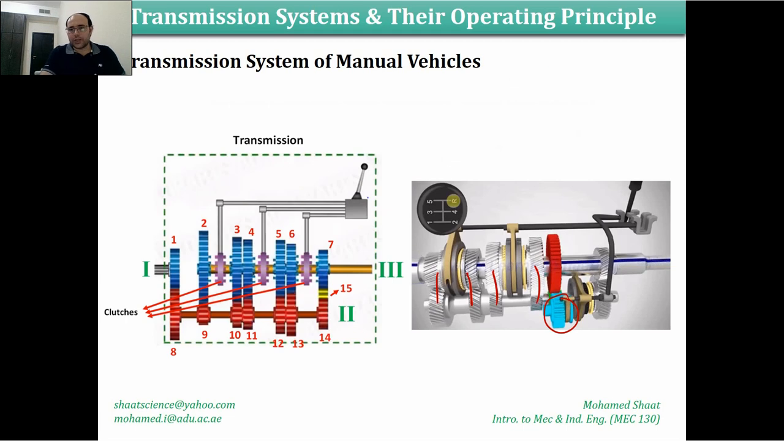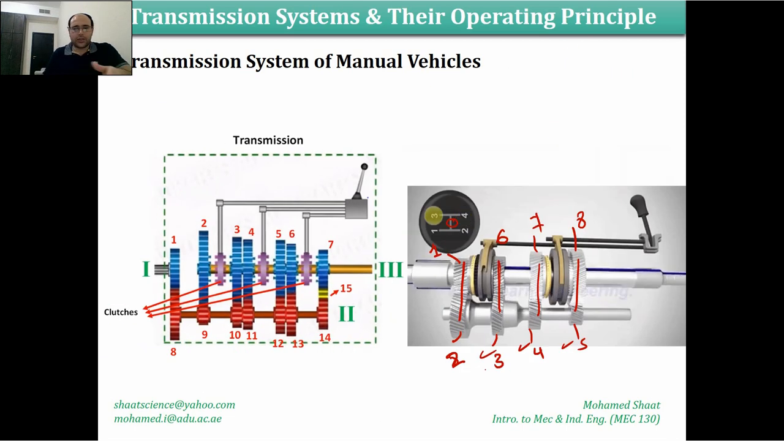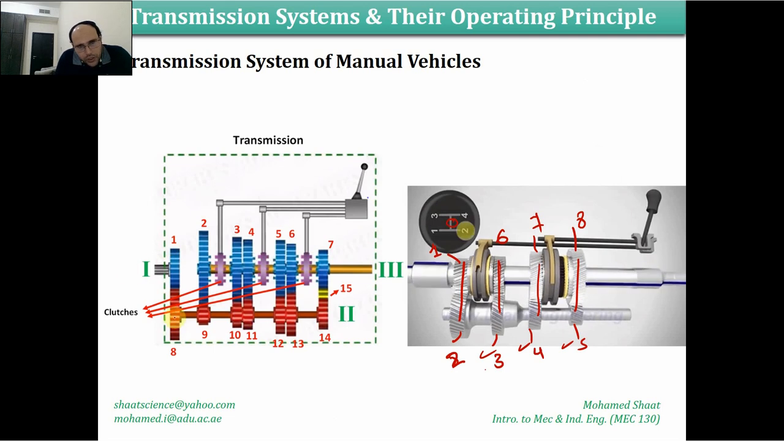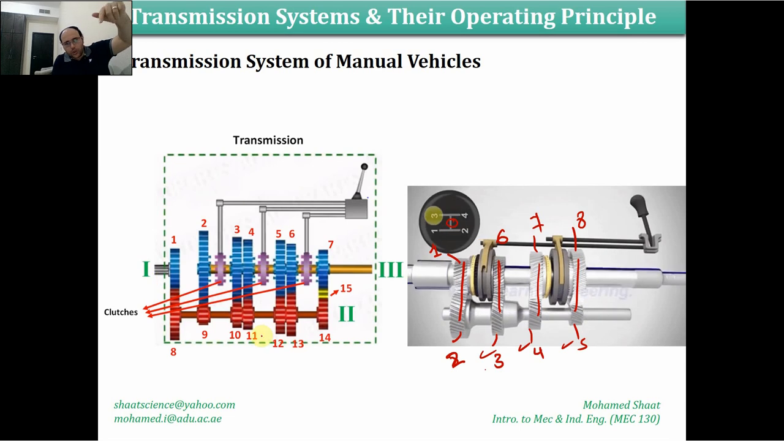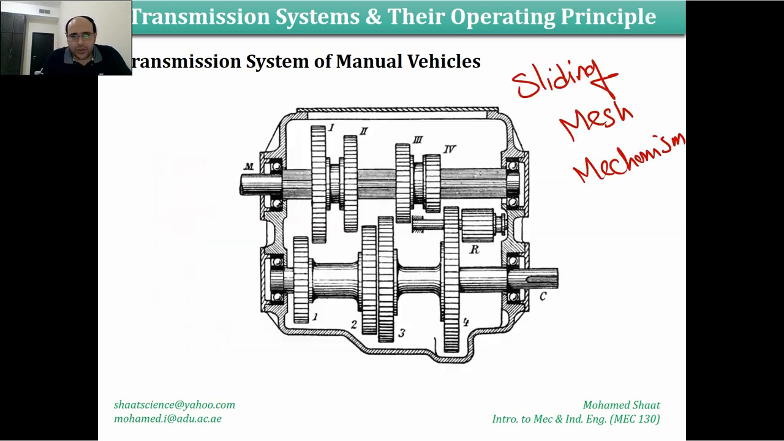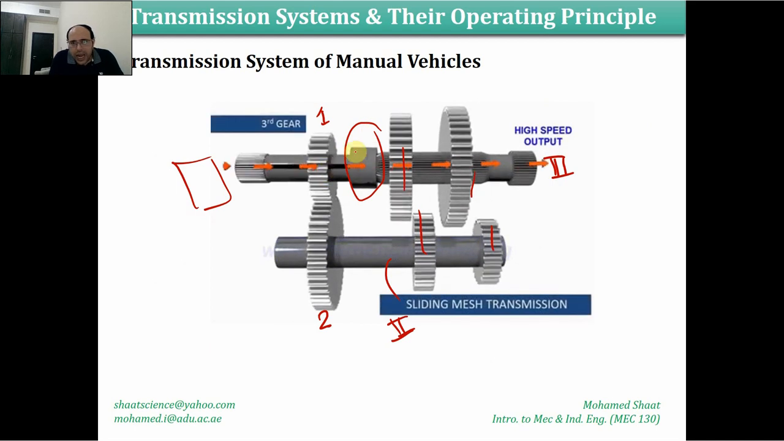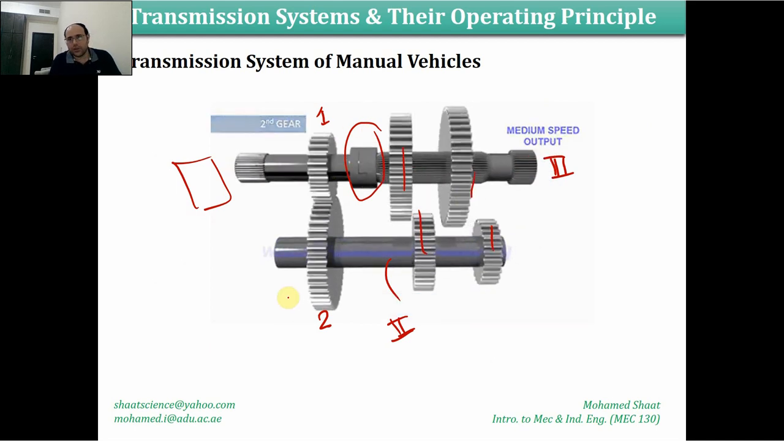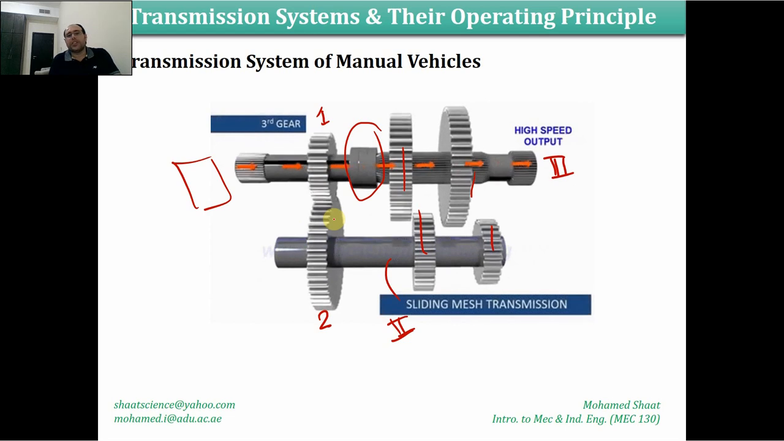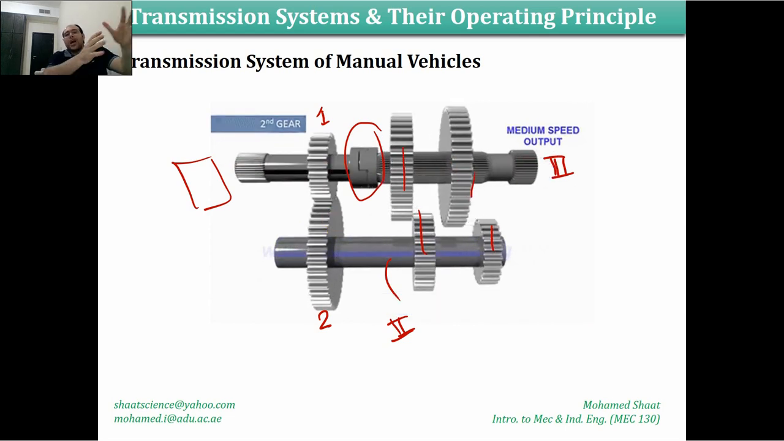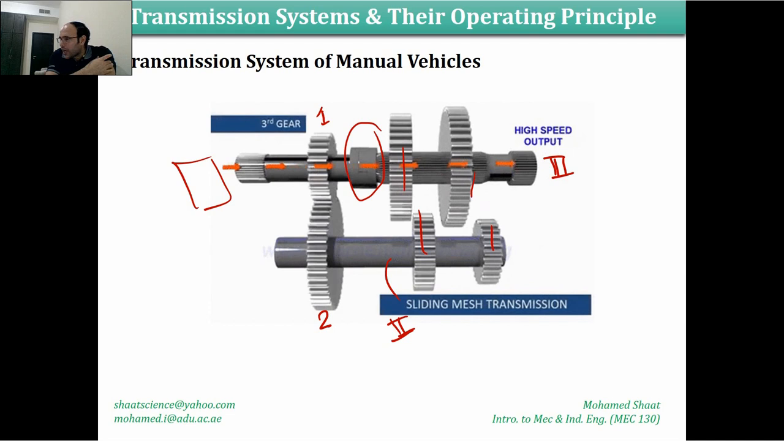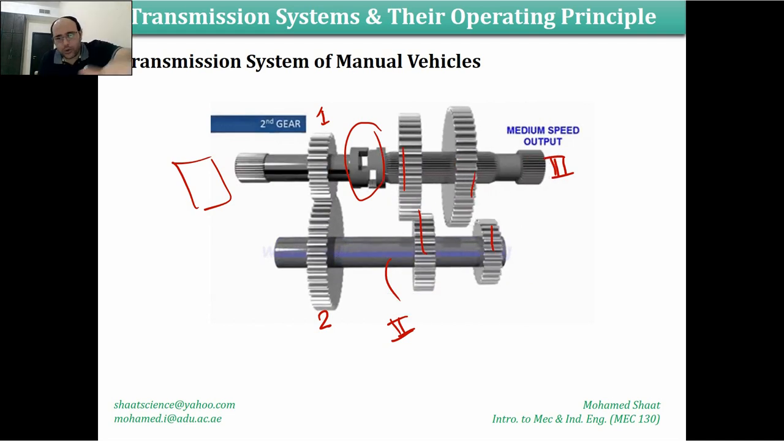But in all of these mechanisms, like the mechanism that we explained, we are taking the motion from shaft one, then it goes to two, then to three. So it comes from one through two to three. But now in this mechanism, we are taking the motion at this speed. This is the highest speed, the high speed output. This is the third gear. We are taking the motion directly from shaft one. It will not go through shaft two. Make sense?